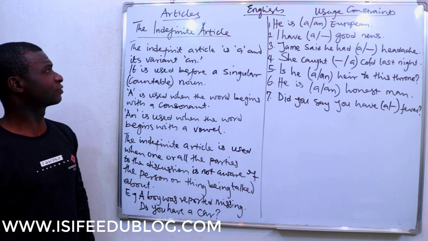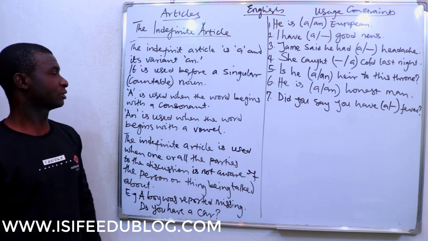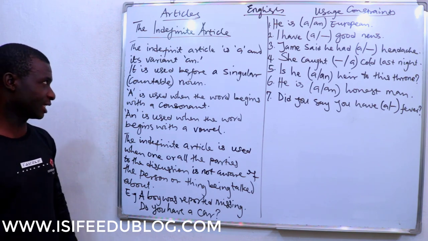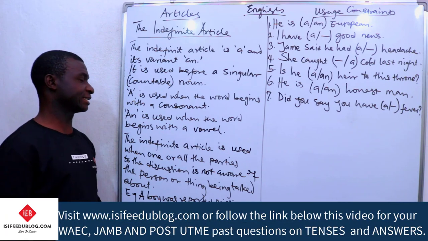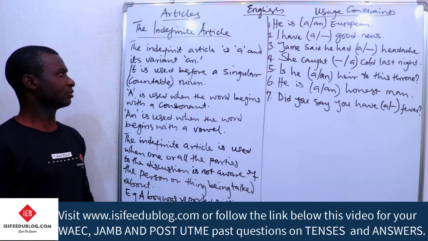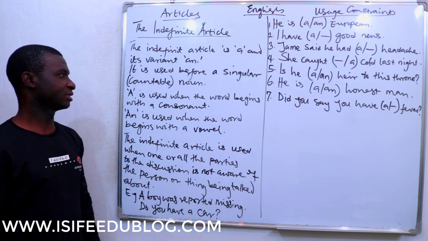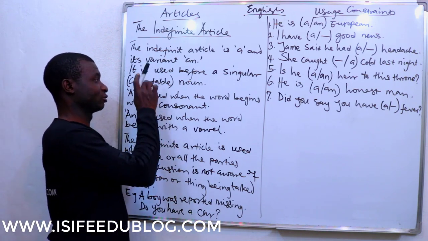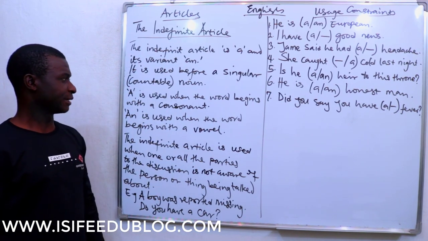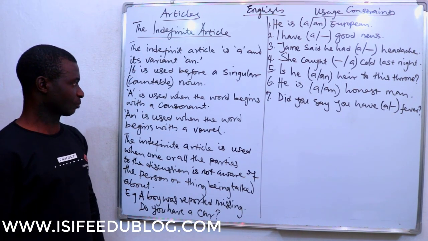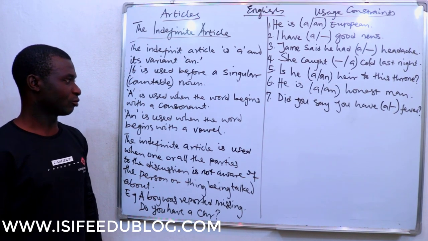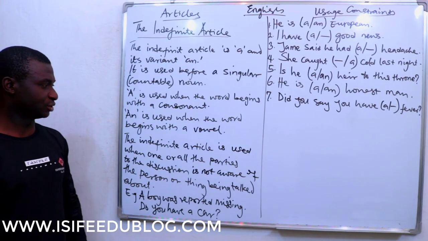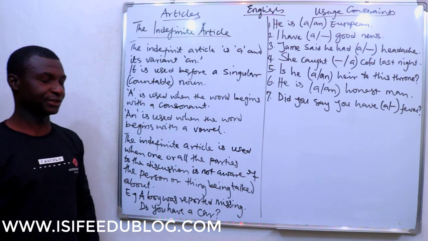So the indefinite article is where we are now, and the indefinite article is a, as well as its variant an. Now, it is used before a singular noun. Of course, to be used before a singular noun, it means the noun has to be a countable noun. Now, a is used when the word begins with a consonant, while an is used when the word begins with a vowel.